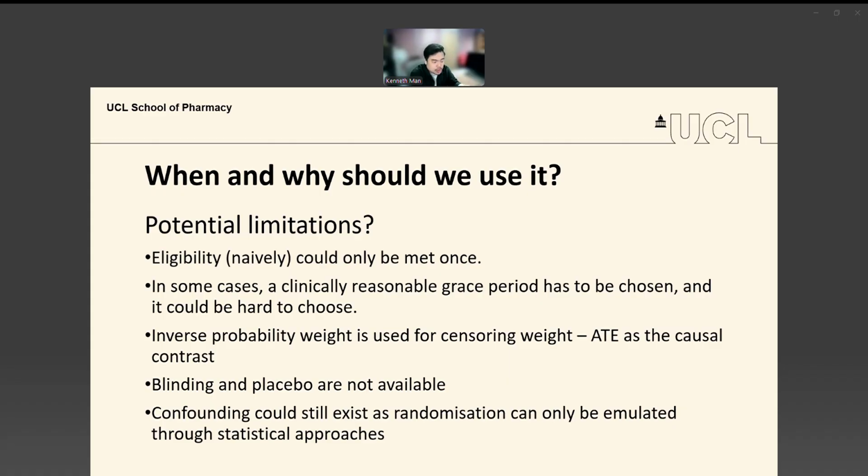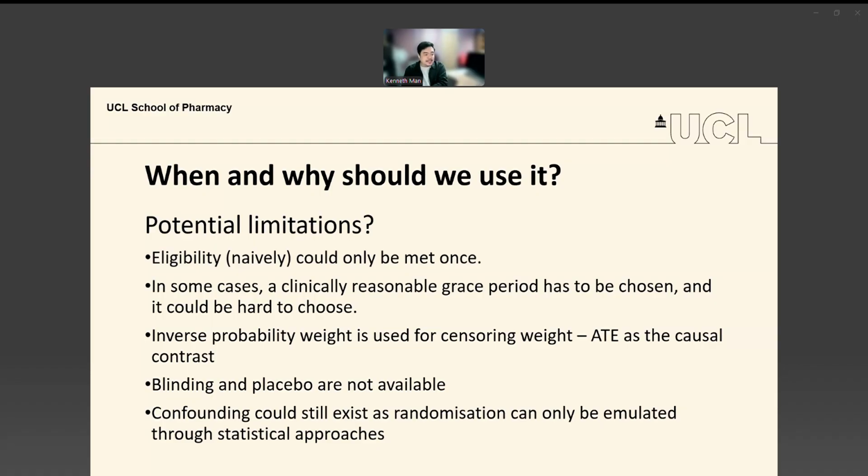Clone-censor-weight could sort out some of the time-related bias, typically the immortal time bias, but confounding could still exist, as randomization could only be emulated through statistical approaches. So in some of the cases there is still residual confounding, and we still need to spend effort to tackle confounding on top of the clone-censor-weight approach that was applied.